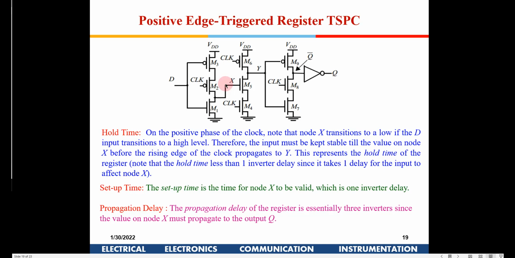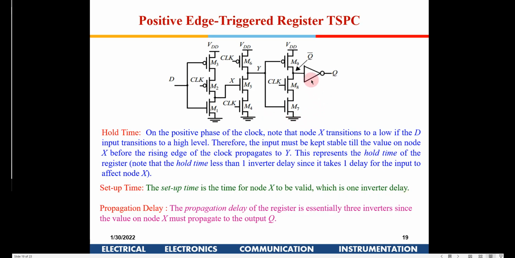So if you see here, the delay times earlier in the other registers where we discussed, the setup time was greater, right? One transmission gate plus one inverter. Here the setup and hold times are only one inverter delay time. So this is the advantage of this particular scheme, right? The setup time is one inverter delay only.